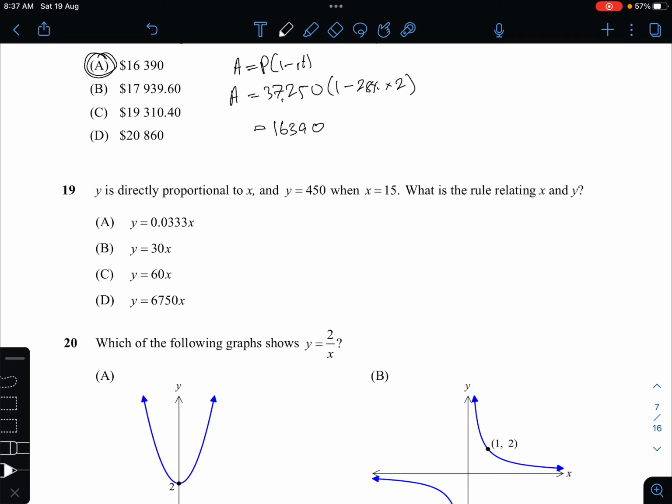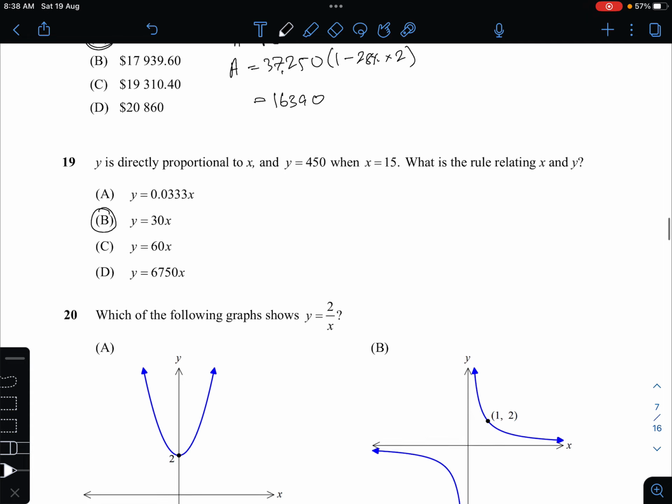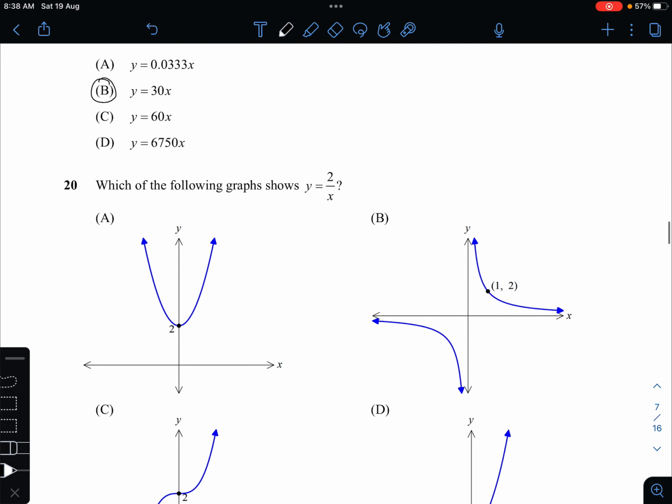What is the rule relating x and y? Honestly, I could go into this, but I'm just going to say right off the bat, since it's multi-choice and they give it to you, I would just use trial and error. So literally just do 30 times 15, for example, for B. Straight off the bat, 30 times 15 equals 450, which is equivalent to y. So I'm just going to say B. It's a bit of a trek to try and work out the actual rule, so just trial and error.